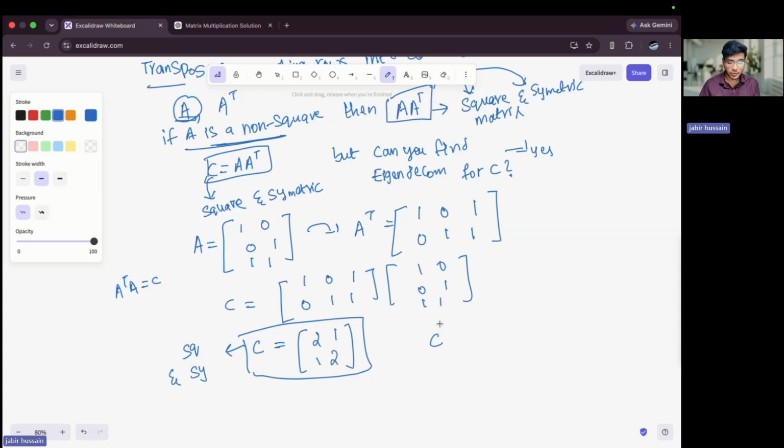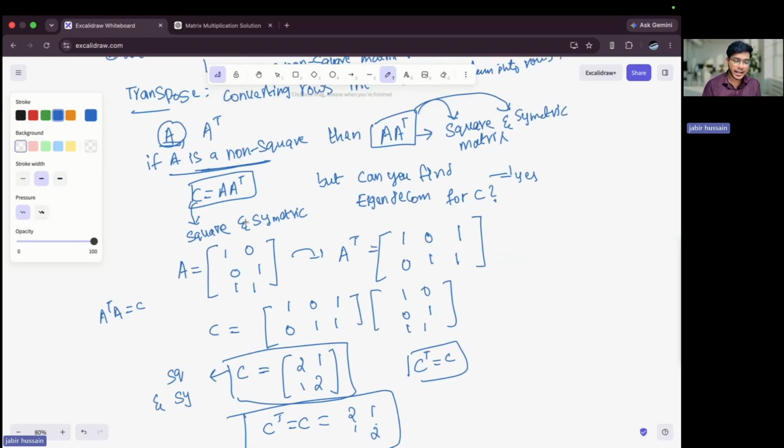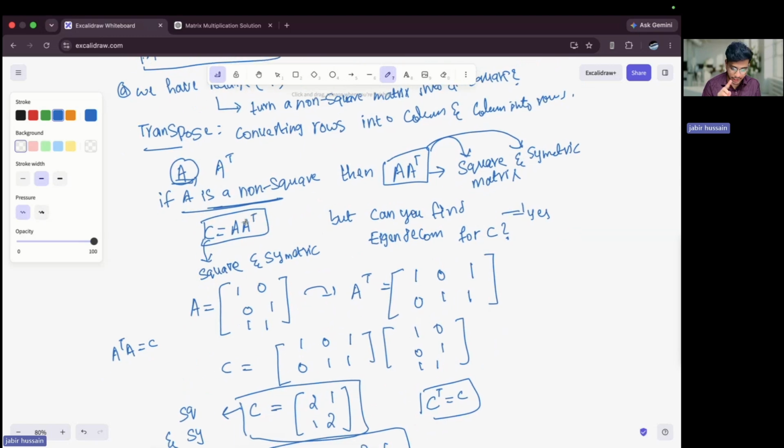The condition for symmetry is that C transpose should be C as well. So if you find the transpose, here C transpose is equal to 2 1 1 2. So here the condition is satisfied. So first of all, what we do is that we take the value of C. That is our first thing.